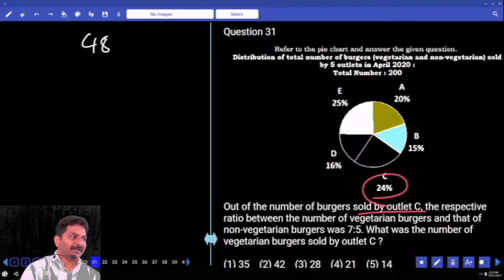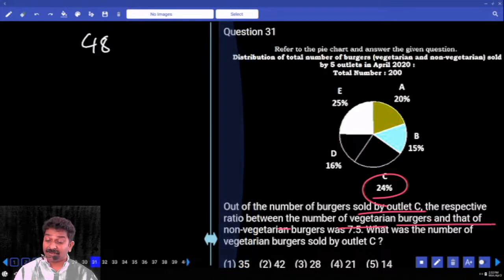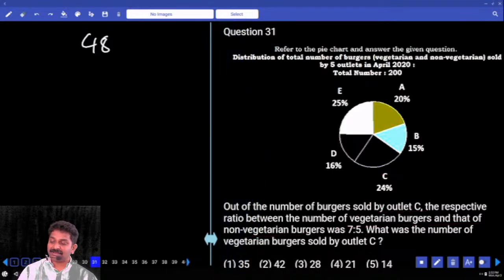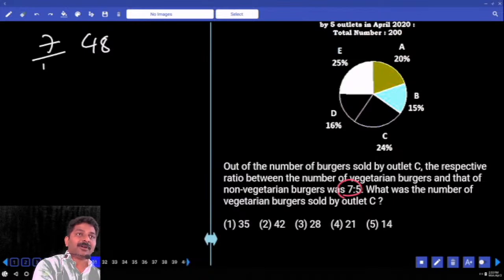2 times 48. With respect to the ratio between vegetarian burgers and non-vegetarian burgers, which was 7:5, what was the number of vegetarian burgers? How many parts is that? It should be a multiple of 7. The first two options are multiples of 7. So let's calculate. 7 out of 12 among 48. Answer 28.